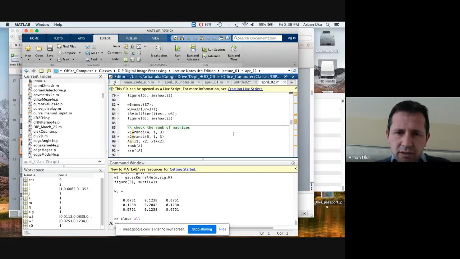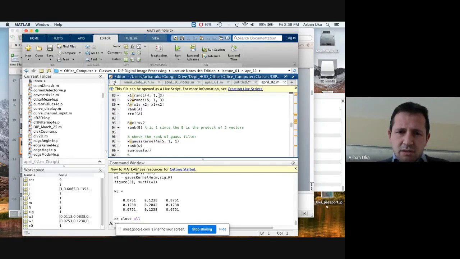Let me try to find where we have this, and to check the rank, the example. Okay, let's see. Wait a second. I think you are seeing this slide.